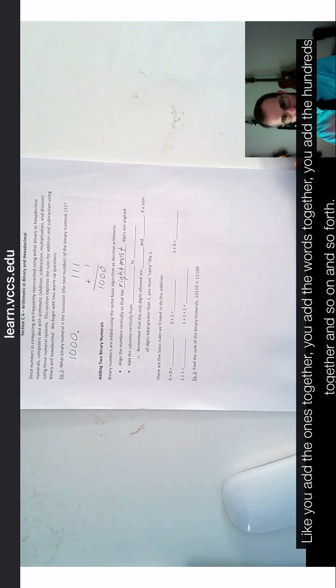We line up the numbers in a certain way, and then what we're going to have to do is think about adding them like a column. So we're going to align the numbers vertically such that the rightmost digits are aligned. That way we're thinking about adding ones together, thinking about it back in decimal: you add the ones together, you add the tens together, you add the hundreds together, and so on and so forth. And remember the way that this works is we start with the smallest denomination, and we add from right to left.